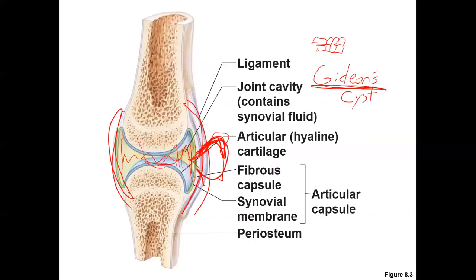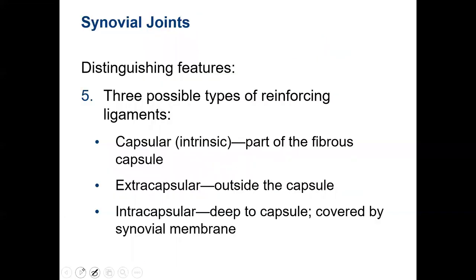So like here, capsular ligament. Right? But some joints have extracapsular ligaments, ligaments above and beyond the joint capsule, or even intracapsular ligaments, which are back behind it, under the joint capsule.